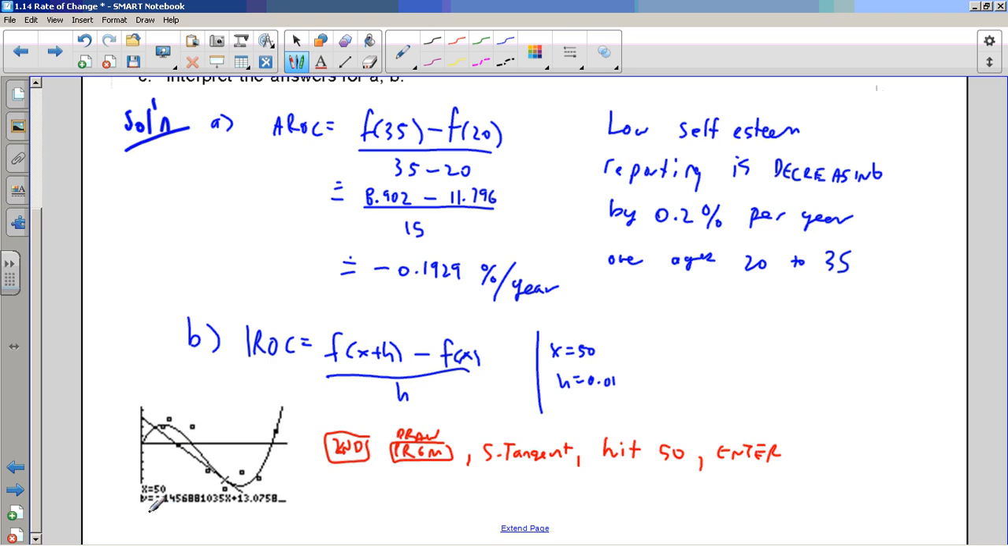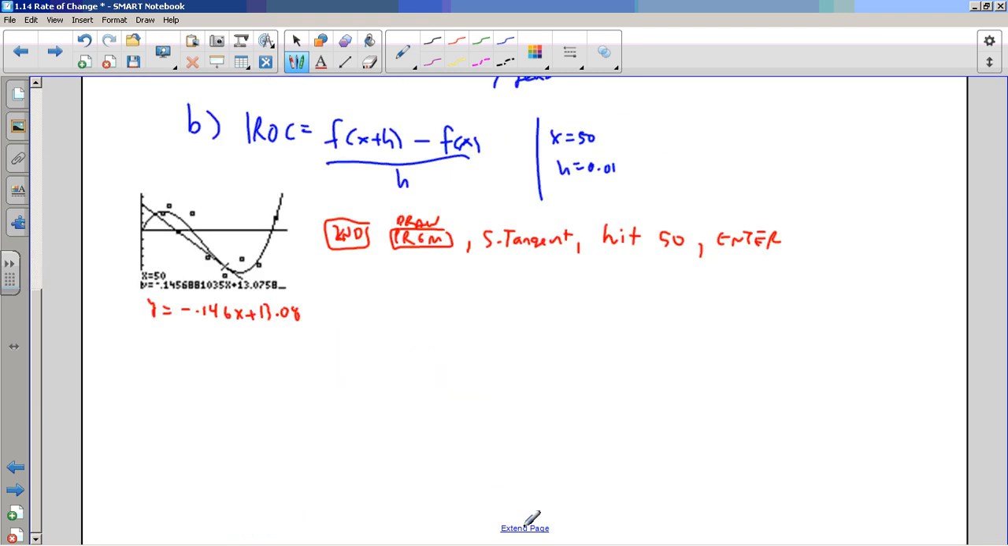And notice there's the equation of the tangent, negative 0.146x plus 13.08. Right? That's the equation of that tangent line. That's pretty slick because there's the instantaneous rate of change. It's the slope of the tangent. Remember, IROC is the slope of the tangent, which is equal to negative 0.146 about. And what does that mean?